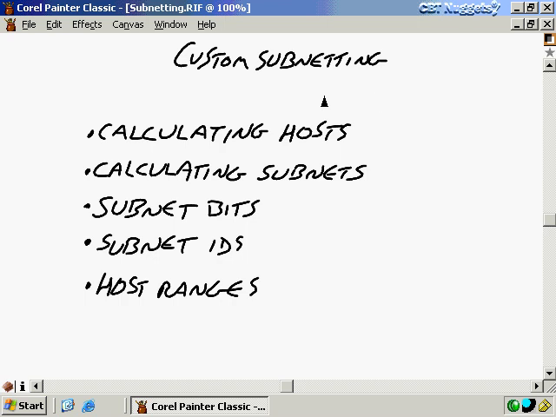In this nugget, we took a look at custom subnetting, and we saw how you can use the calculator to calculate the number of host bits that you want to have, and the number of host bits that are going to be available when you wind up with your custom subnet mask, as well as the number of subnets that you want to have, or the number of subnets that will be available once you come up with your custom subnet mask.